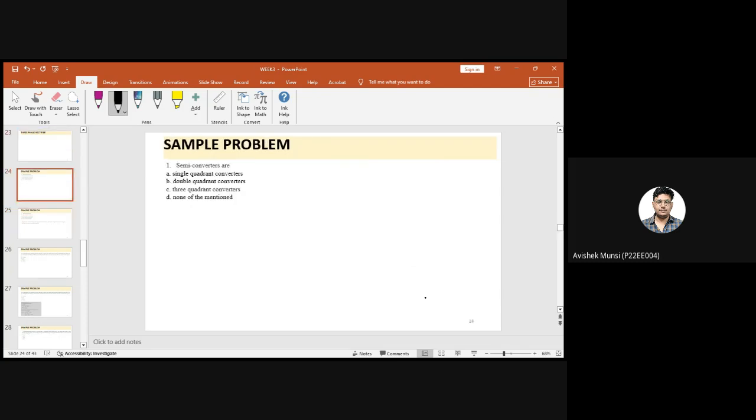So the first question: in semi converters, it will be single quadrant, double quadrant, three quadrant, or none of the mentioned. Try to answer it.